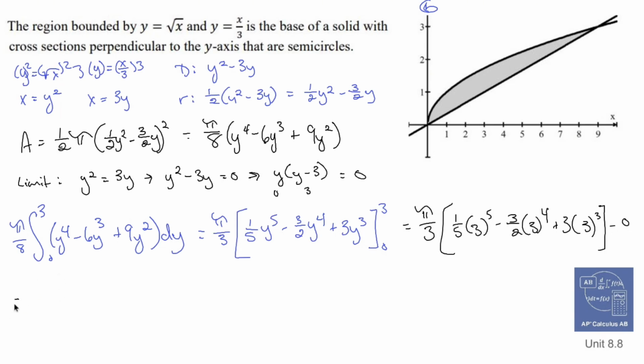So let's not go crazy and write all that stuff out, shall we? This becomes pi over 8. 3 to the 5th is 243, so you're 243 over 5. Then 3 halves times 3 to the 4th is the same as 3 to the 5th, essentially, because it's 3 to the 4th times 3 again, so you're another 243 over 2. And you're 3 to the 4th, which is 81.